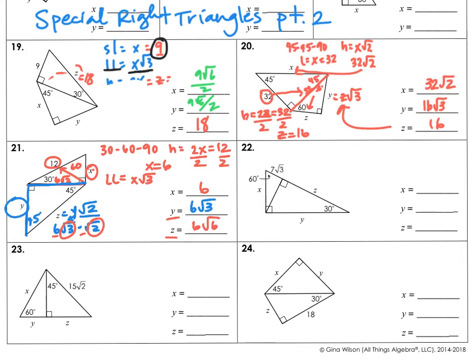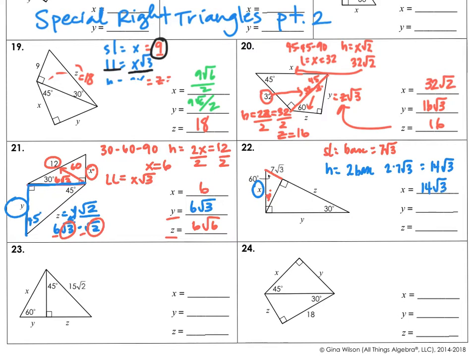Okay, I want to look at one more with you. Okay, we have a leg length in our 30, 60, 90. That is our short leg length. Remember, our short leg is our base. So our base is 7 root 3. To find the hypotenuse, which is what x is, you're doing 2 times the base. So that's 2 times 7 root 3, which is 14 root 3. So that's our x.